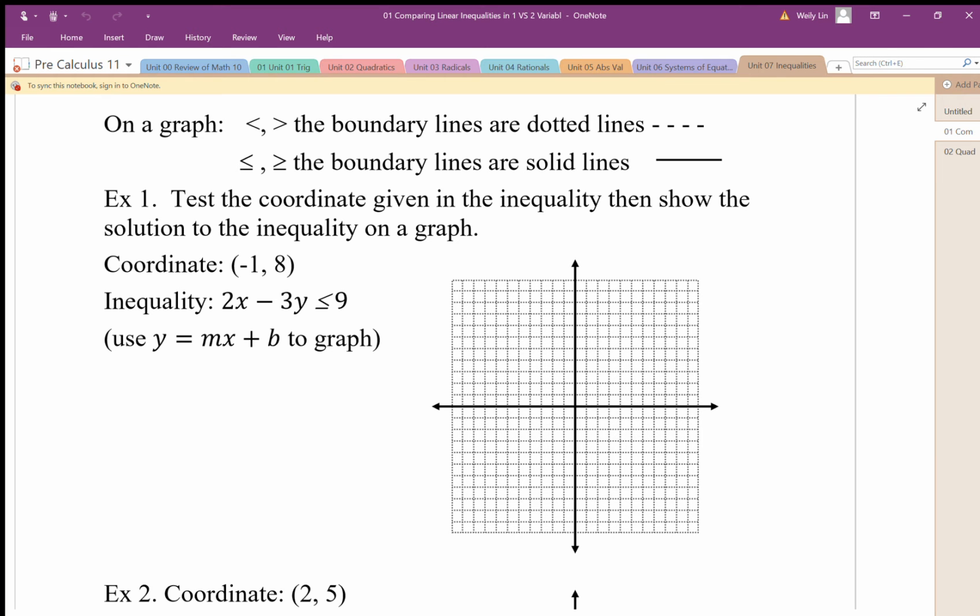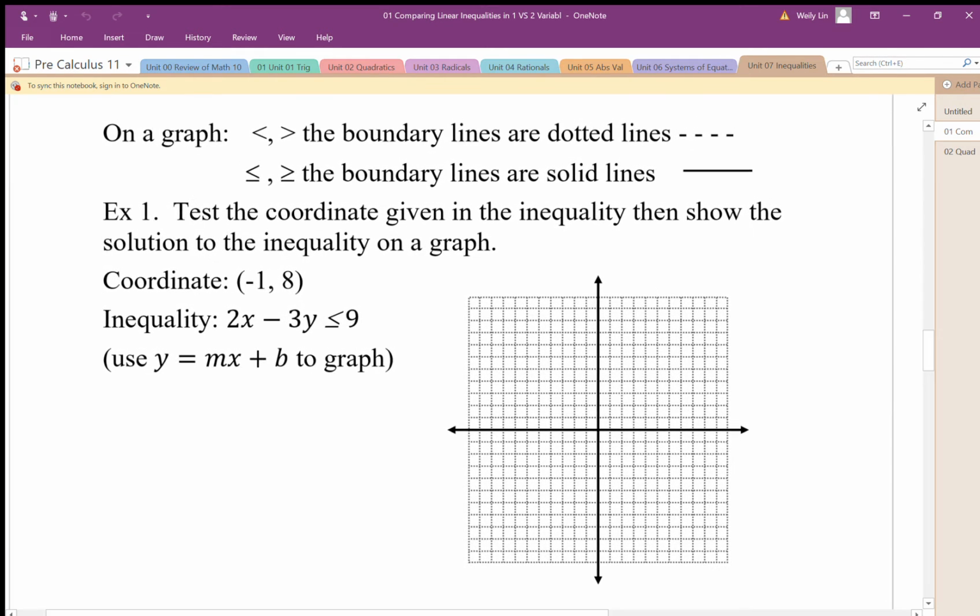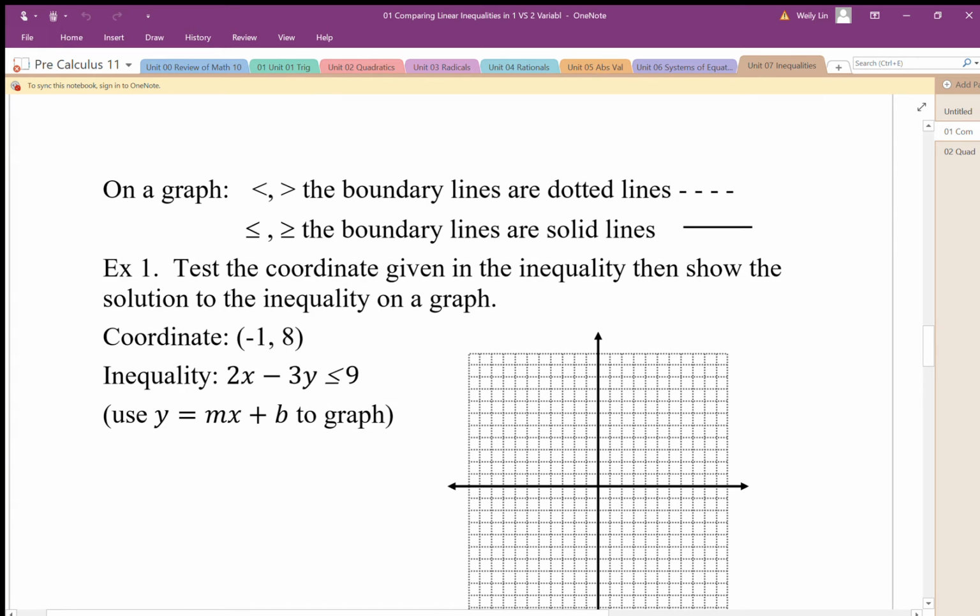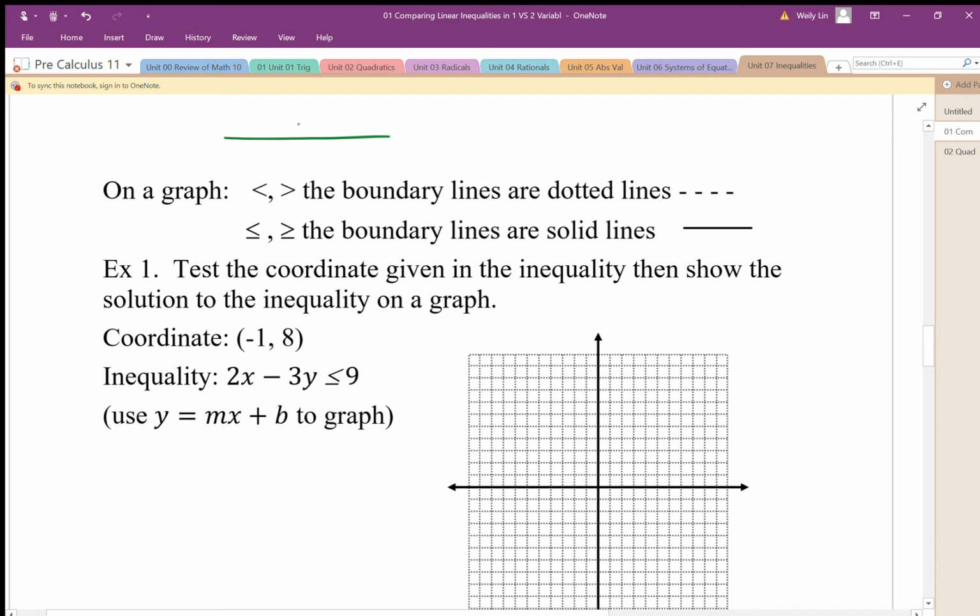So let's formalize how we show these solutions. We do have to make the distinction between less than and greater than with less than or equal to and greater than or equal to. We did that on a number line: if we don't include the solution or the equal to, we leave it open. And if we include it, we fill it in. That's how we distinguish between less than and less than or equal to.